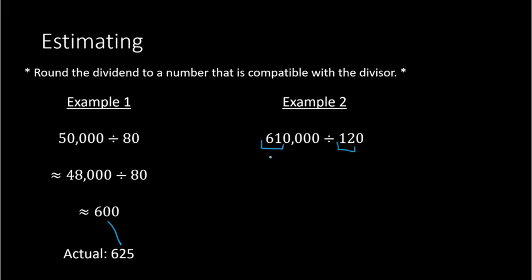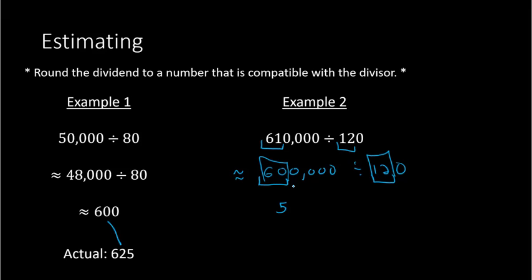Well, we could round 610,000 to 600,000, because instead of 61, we could put a 60 here. Right? So this would be approximately 600,000 divided by 120. We're rounding the first number so that it's compatible. And now we can do 60 divided by 12. So 60 divided by 12 is 5.